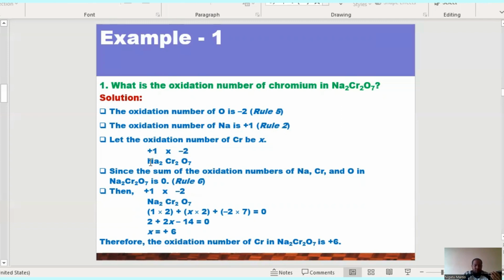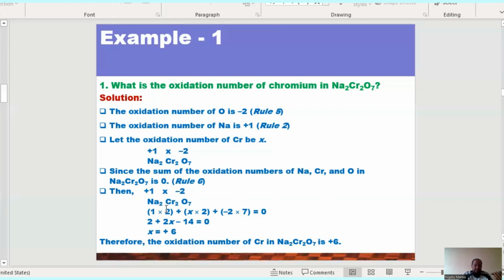The oxidation number of sodium is +1, X is the oxidation number of chromium required, and the oxidation number of oxygen is negative 2. Na2Cr2O7 is a neutral compound, since the sum of the oxidation numbers of sodium, chromium, and oxygen in Na2Cr2O7 is 0. Okay, refer to rule number 6.